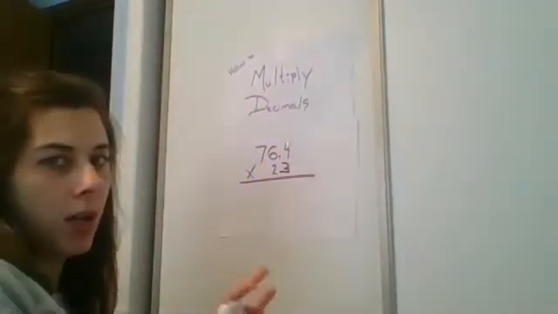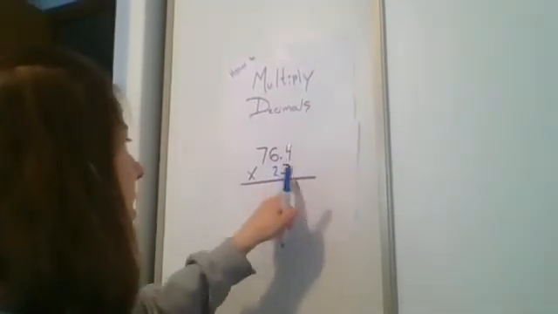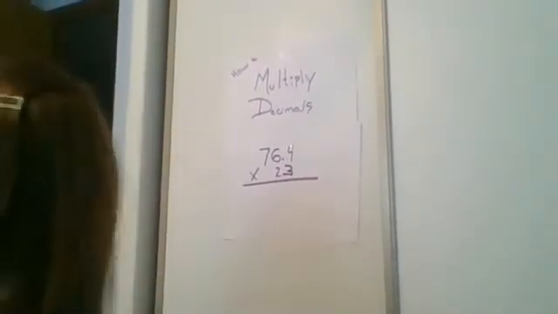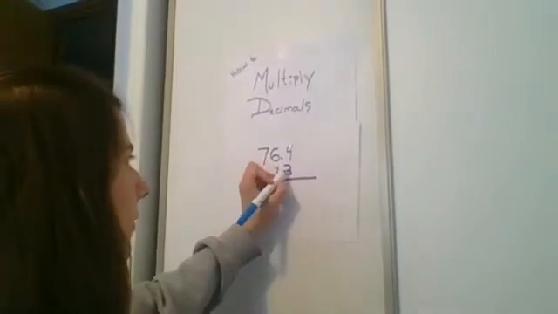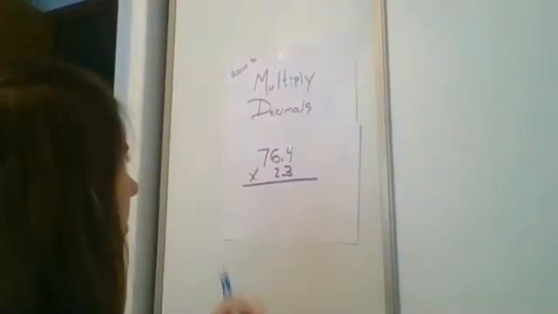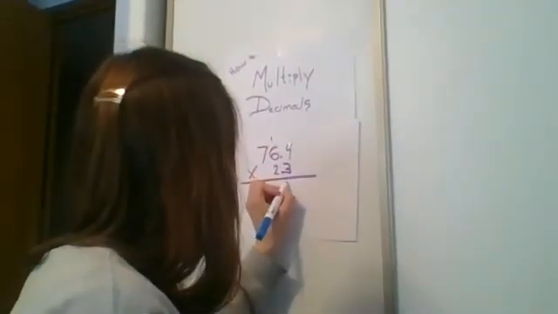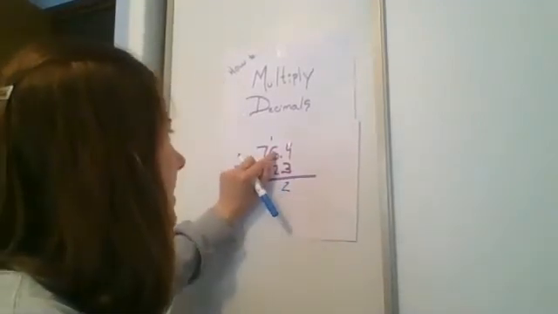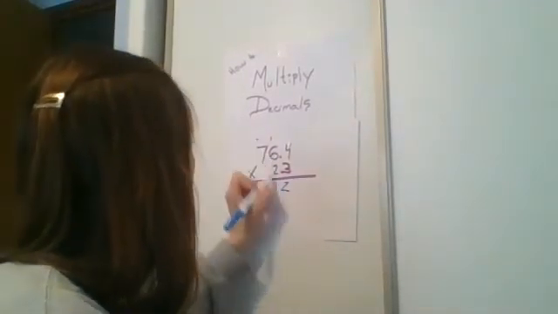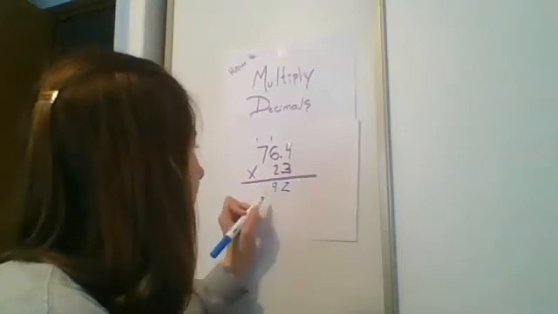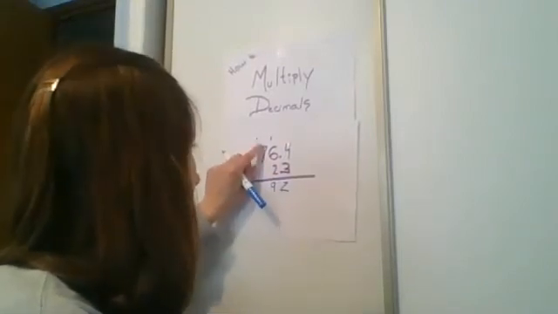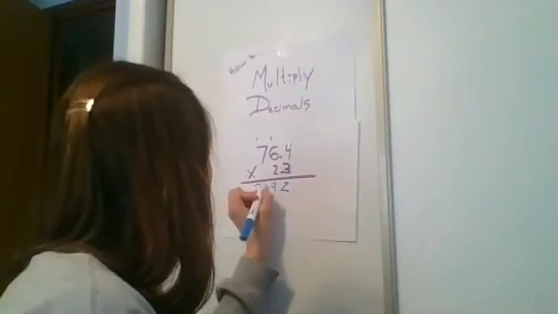So I'm going to start with a 3, and remember, you're just ignoring the decimal, pretending it's not there. So starting off with 3 times 4, it's just like normal. 3 times 4 is 12, 1 on top, 2 on bottom. 3 times 6 is 18, plus 1 more is 19, 1 on top, 9 on bottom. 3 times 7 is 21, plus 1 more is 22.